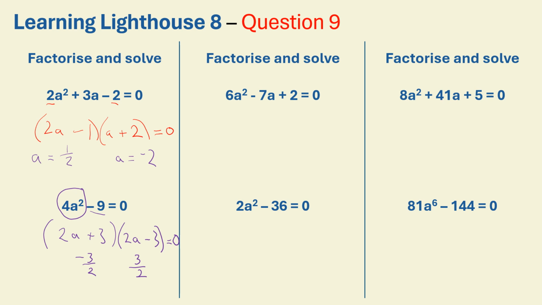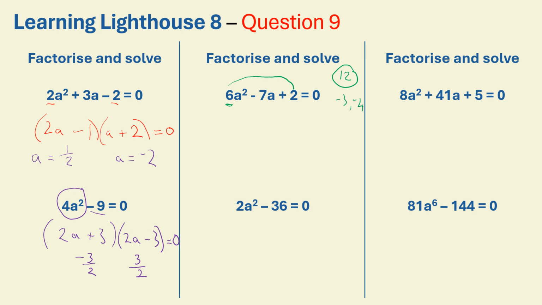So in the second column, you can't be sure, is it going to be 6 and 1 or 3 and 2? So you could do it by inspection like the first one, but I'm going to go with a guide method. So if you look at this, 6 times 2 is 12. So I'm looking for the factors of 12 that will give me minus 7. So that would be minus 3 times 4.